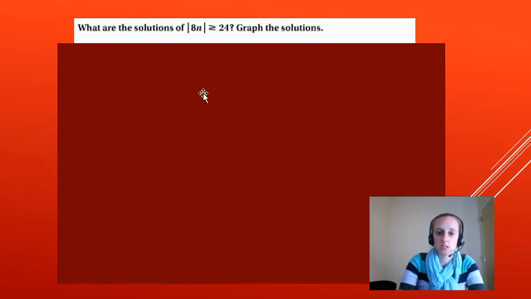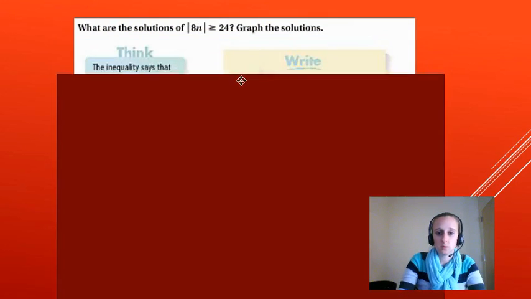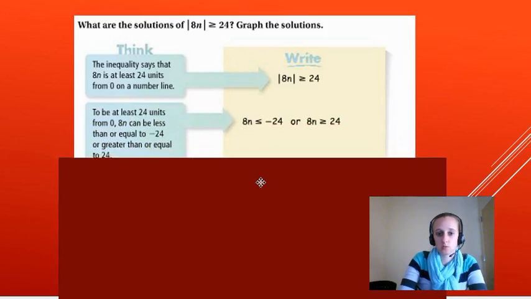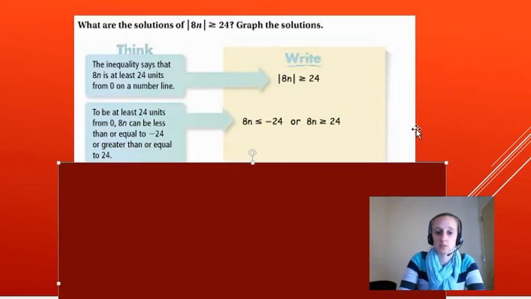So what are the solutions of the absolute value of 8n is greater than or equal to 24? You want to think it through first. What does that even mean? An inequality says that 8n is at least going to be, and your absolute value part means it's at least 24 units from 0 on the number line. That means you can be 24 units from 0 to the left, which makes it negative, or 24 units from 0 to the right, which would make it positive. You do need to flip your sign.